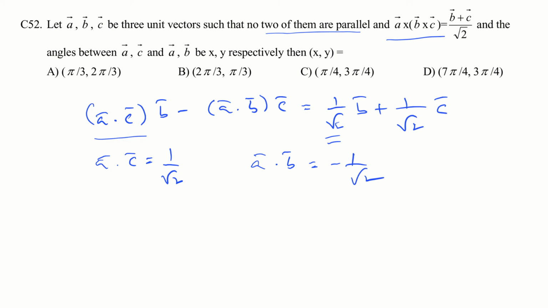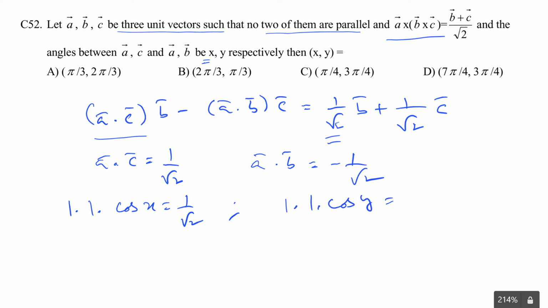Now it is given that the vectors are unit vectors. So if I apply the dot product formula, mod a bar into mod b bar into cos of angle between them, we called it as x. Cos x is equal to 1 by root 2. Similarly here, mod a bar into mod b bar into cos y is equal to minus 1 by root 2. So from this we observe that x is pi by 4 and here y is 3 pi by 4. Therefore option C is the answer. Let's go to next problem.